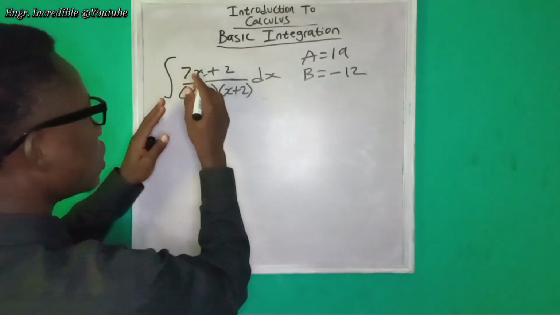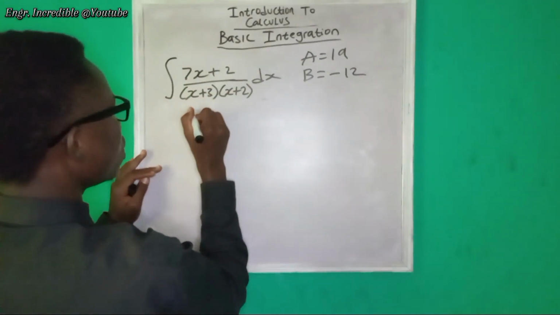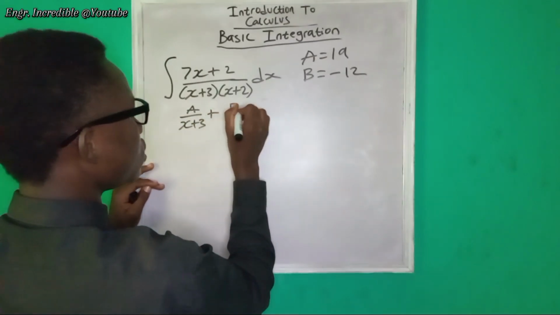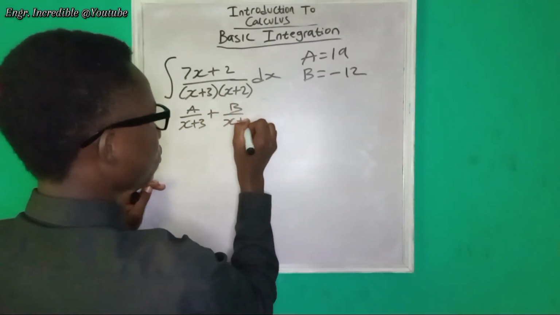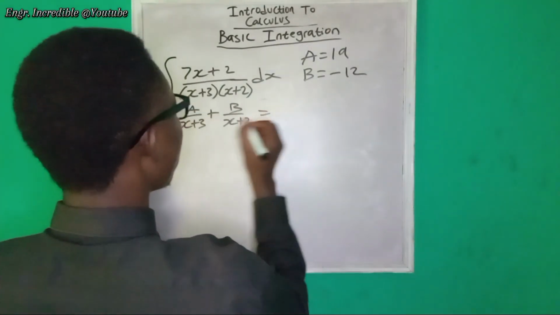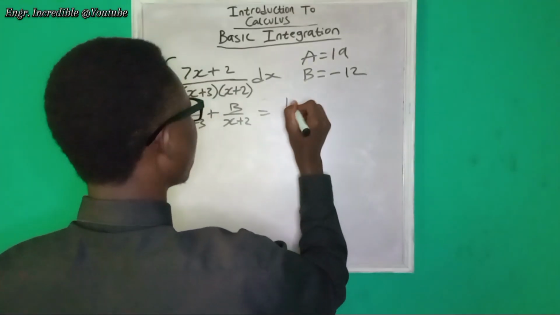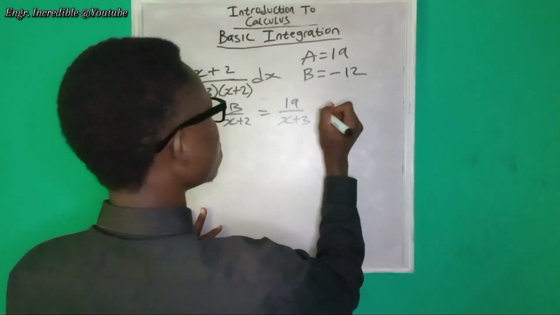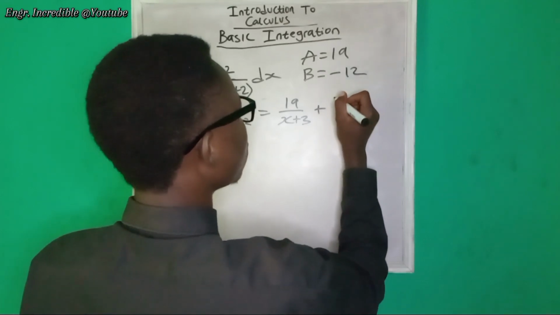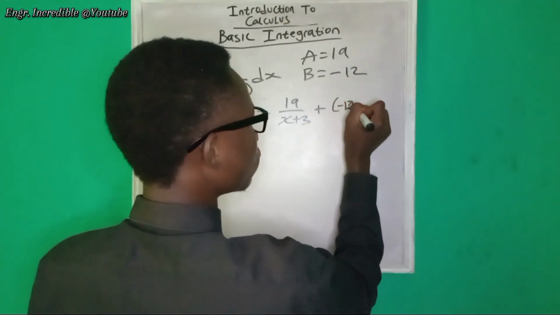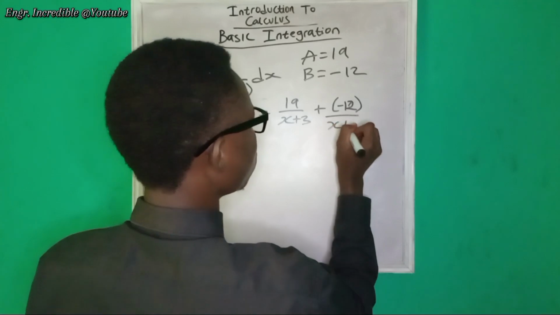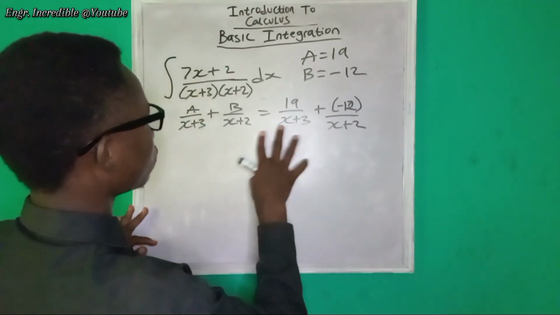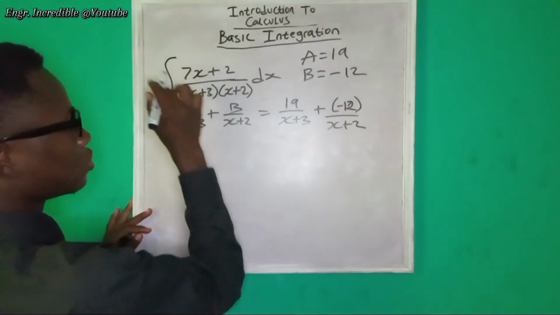So now the equation here was broken down into a over x plus 3, then plus b over x plus 2. So we have gotten our value for a. A is equal to 19 over x plus 3, then plus our b is equal to -12 over x plus 2, which is going to lead to the integral here.